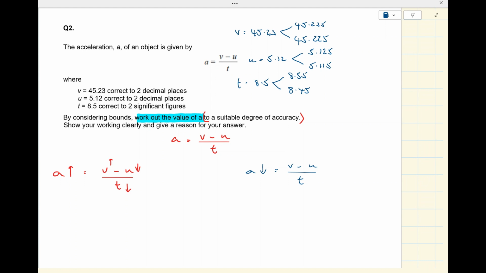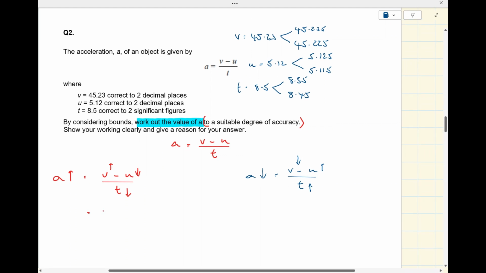So I'm dividing by a low number, so I get a larger answer. And on the right, the lowest bound of A, the lower bound, I'm going to want the lowest possible numerator. So I want the lowest V and the highest U. And because I want a low answer, I want to divide by the largest number I can. So now let's go ahead and find the upper bound of A.